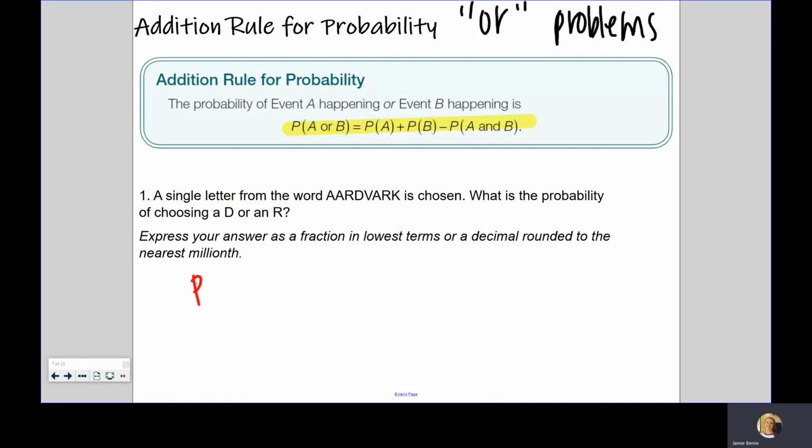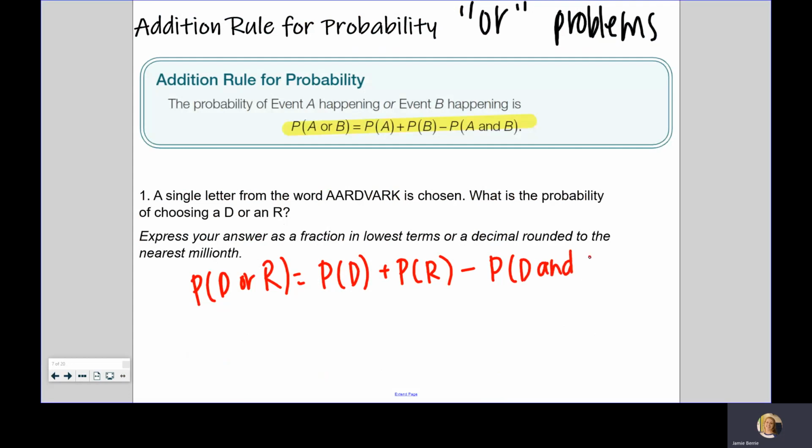All right, so probability of choosing a D or an R is equal to the probability of choosing a D plus the probability of choosing an R minus the probability that you choose a D and an R at the same time. All right, so we'll come back and talk about this in just a second, but let's see how many letters are in the word aardvark. 1, 2, 3, 4, 5, 6, 7, 8. All right, so there's 8 letters in total.